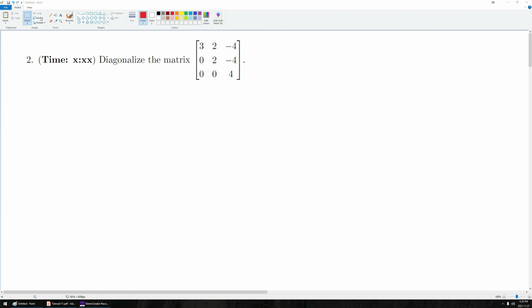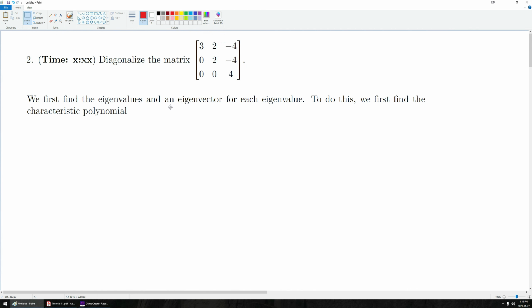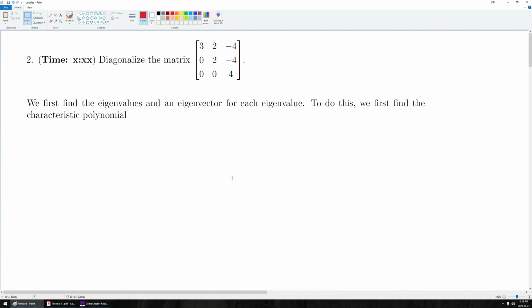Okay, so from the theorems I just discussed, if I want to diagonalize this matrix, I first need to find the eigenvalues and an eigenvector for each one of these eigenvalues to see if we could diagonalize this. Okay, so if I want to find the eigenvalues and eigenvectors associated with those eigenvalues, I first need to find the characteristic polynomial.